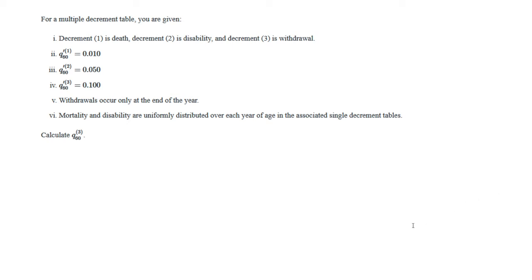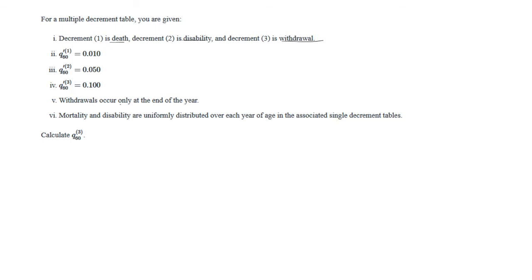In this problem, we have a multiple decrement table. We're given three decrements: death, disability, and withdrawal. We're given q prime at age 60. The first decrement is 0.01, q prime of 60 for decrement 2 is 0.05, and then the third is 0.1.